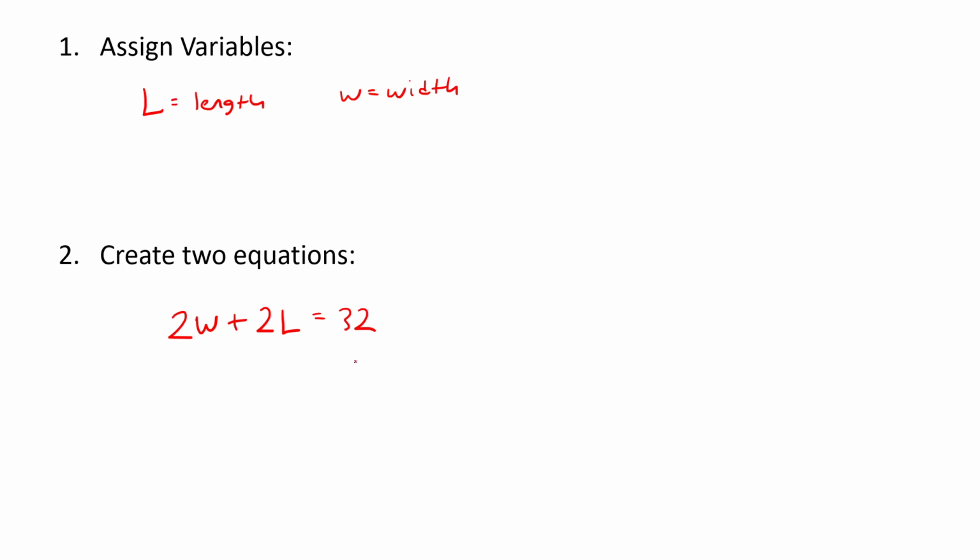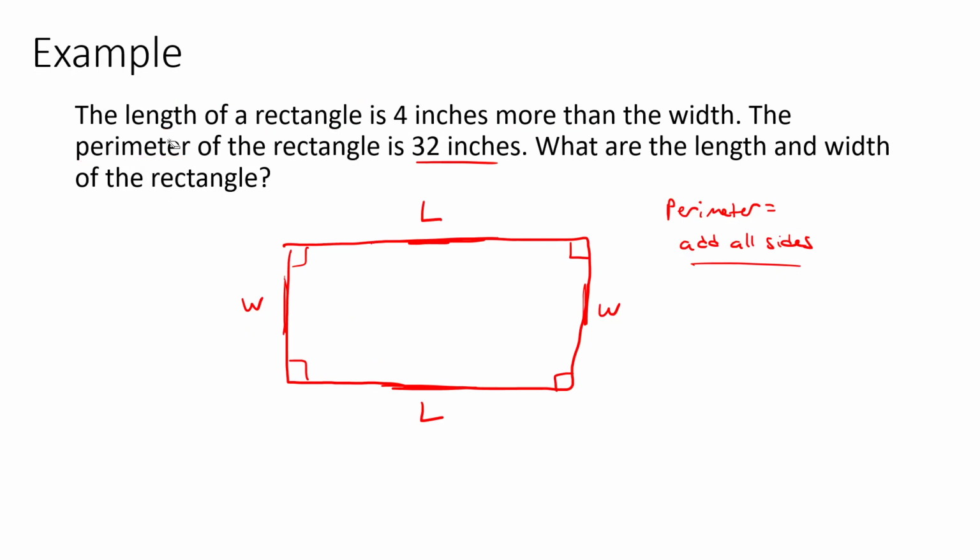But we have two variables, so we need another equation. So now we go back, and remember the trick I've told you: let's cross out numbers we've used, so we're done with the 32. Now we just need to figure out what to do with this 4 inches. Well, it's not just 4 inches, it's 4 inches more than the width. Well, what is that? The length. The length of the rectangle is 4 inches more. So think about that for a minute.